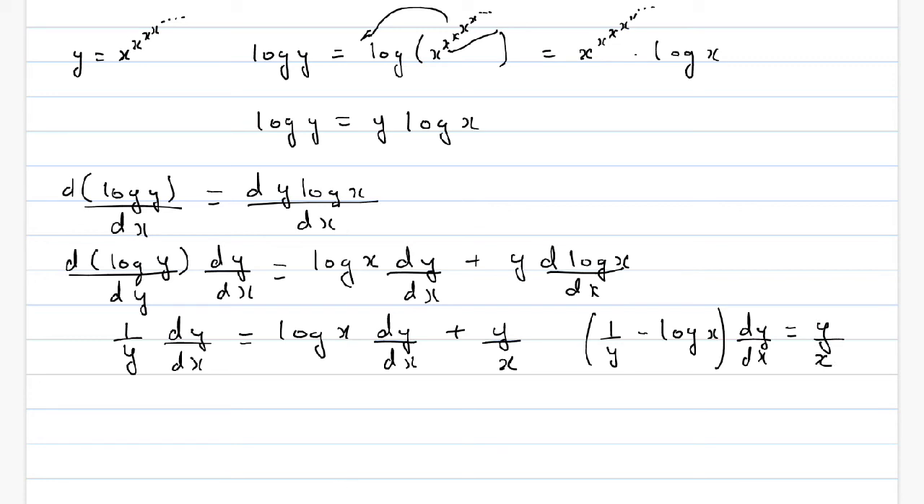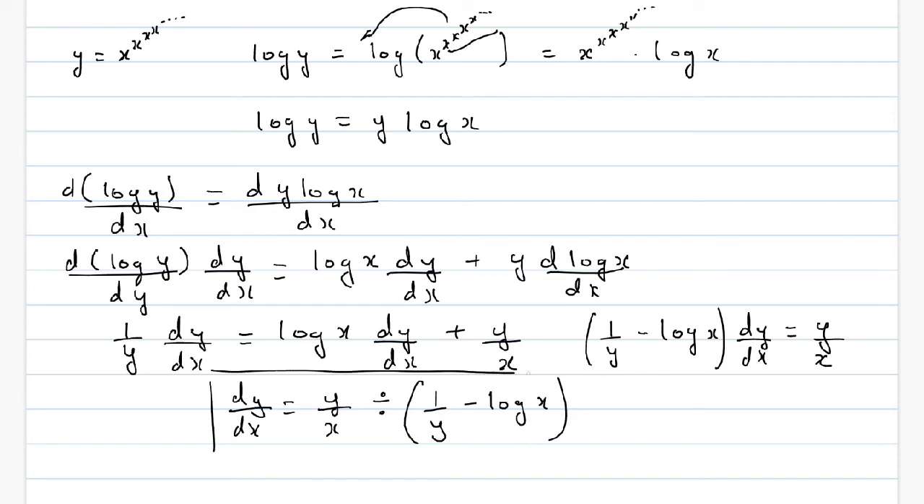We can substitute it back. So our final dy by dx becomes y by x divided by 1 by y minus log of x. Now in the solution you might find y being substituted and written as x raised to x raised to x, and here also x raised to x raised to x, but you can recognize that. So this becomes our final answer, dy by dx. So there might be some cases where you might have to use log to actually find that.